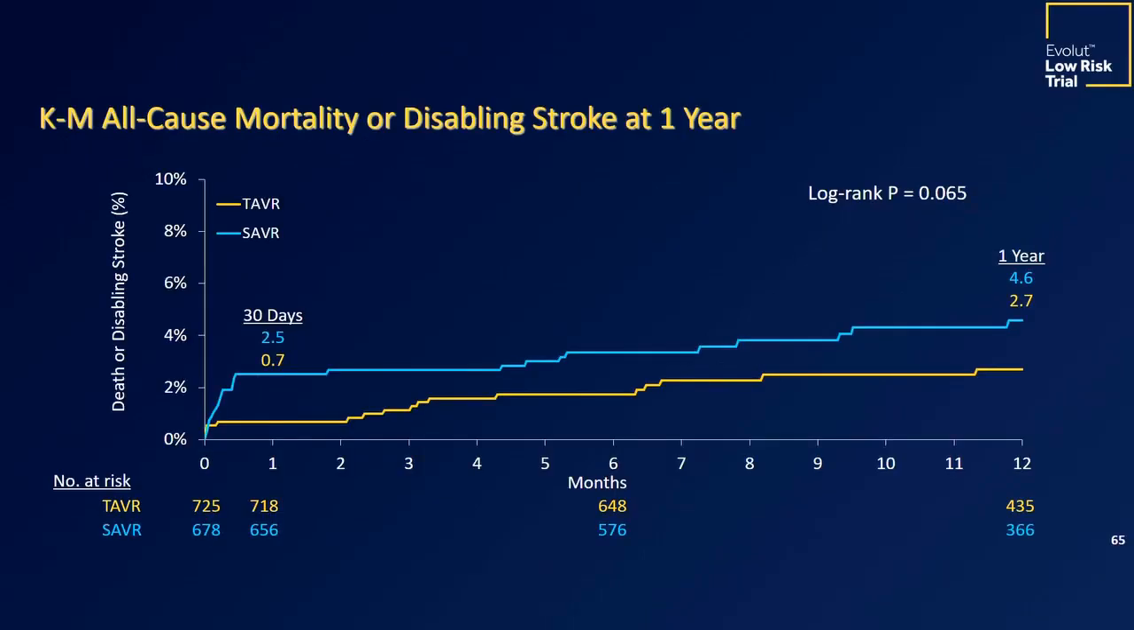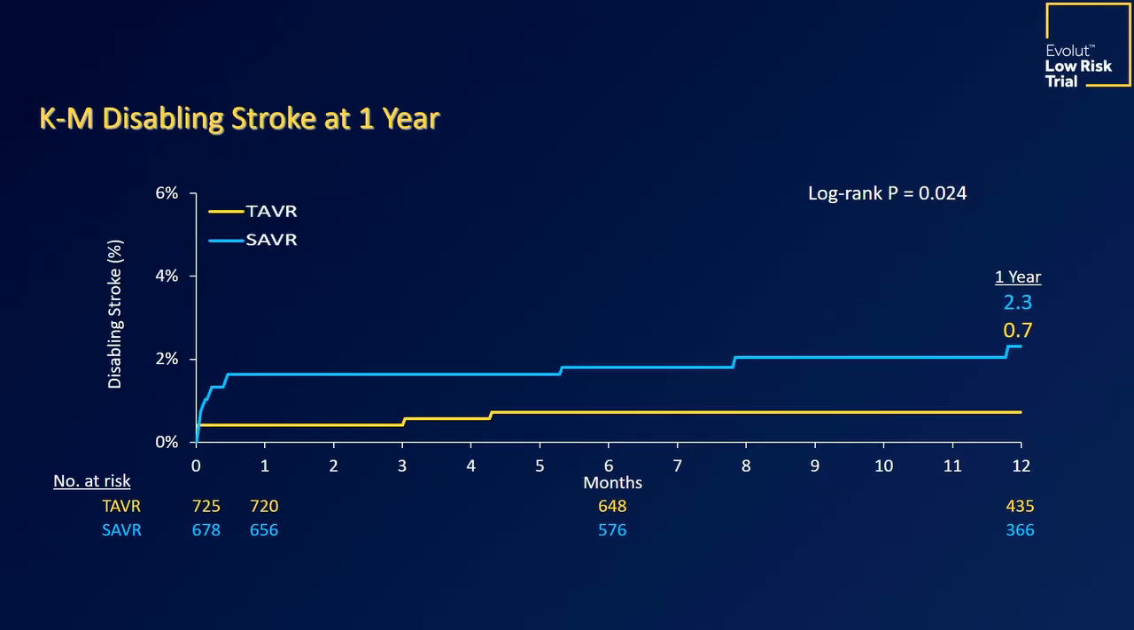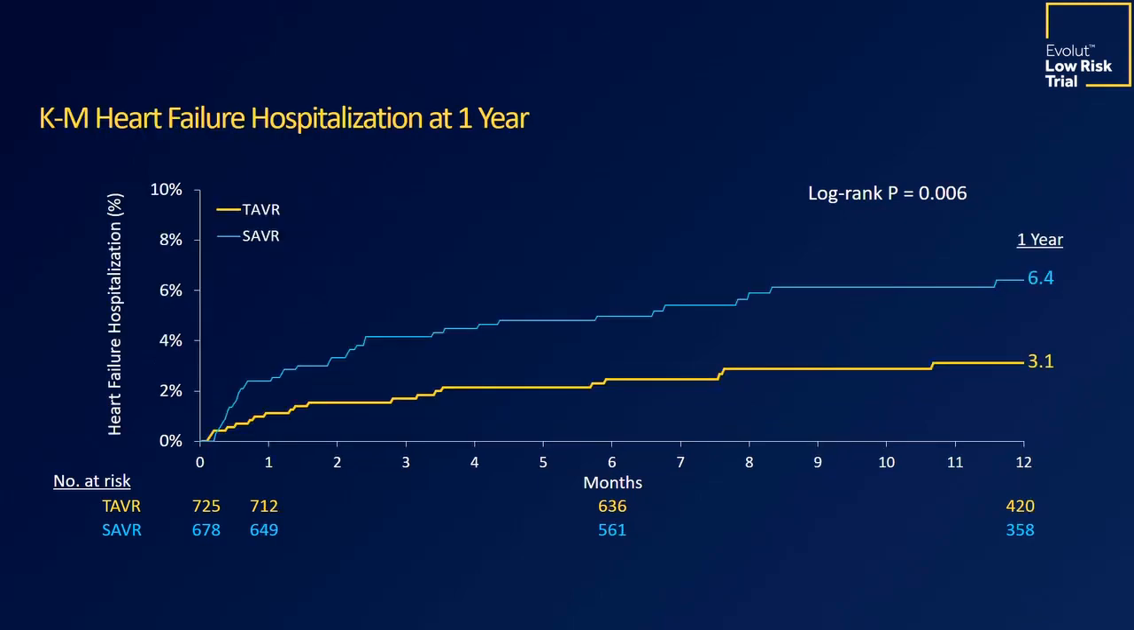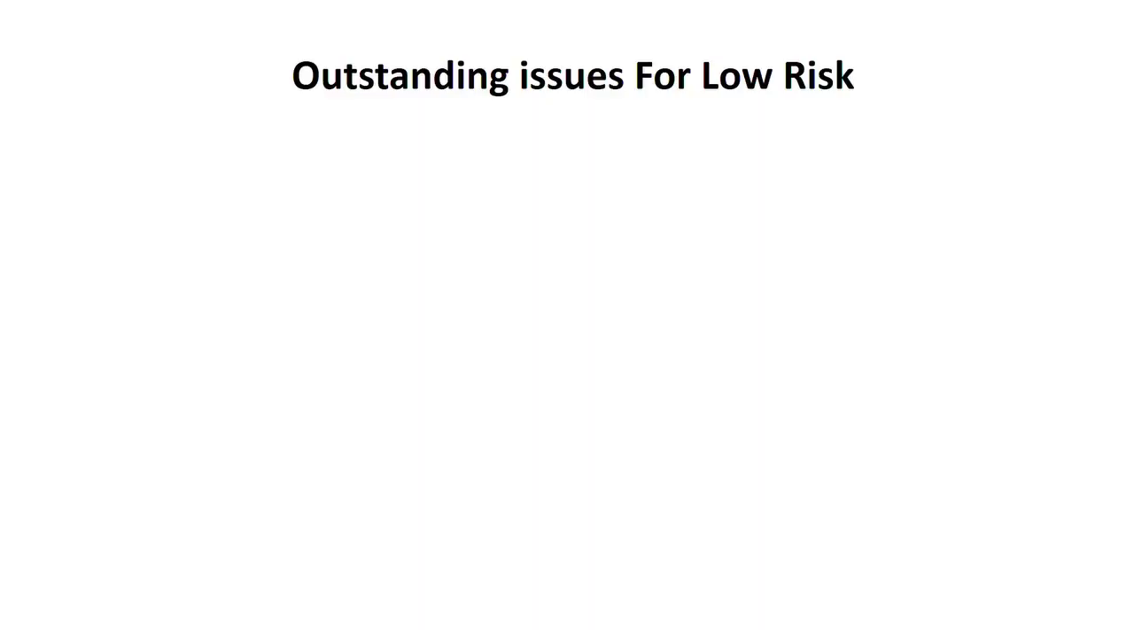If you look specifically at the Kaplan-Meier curves at 1 year, this was not statistically significant, but it's very close. It's 2.7 versus 4.6 with a p-value of 0.065. Probably in 2 years it may be statistically significant, and the stroke rate is statistically significantly lower with TAVR compared to SAVR. Rehospitalization is lower as well.